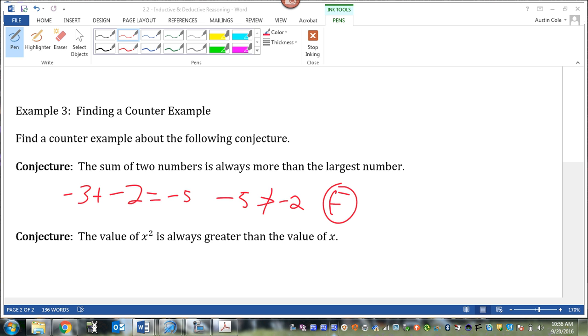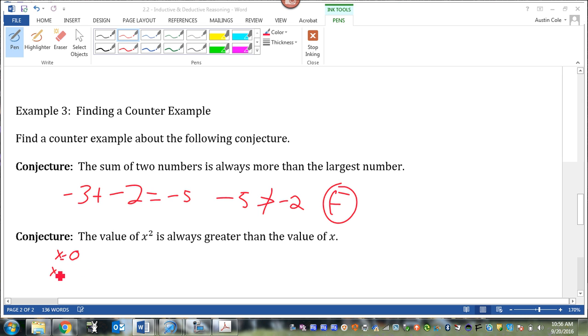How about this bottom one here? The value of x squared is always greater than the value of x. You guys think that's true or false? False. True. It's false. You did 0. 0 squared is 0, which is the same. So x is equal to 0, right?